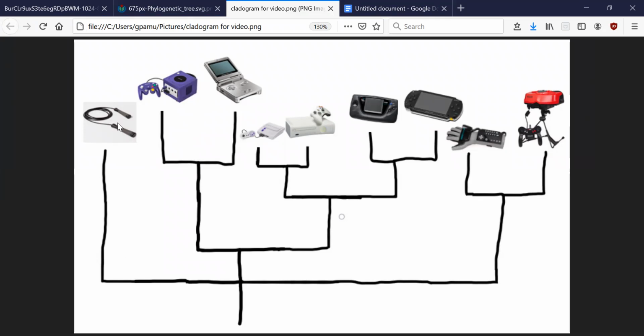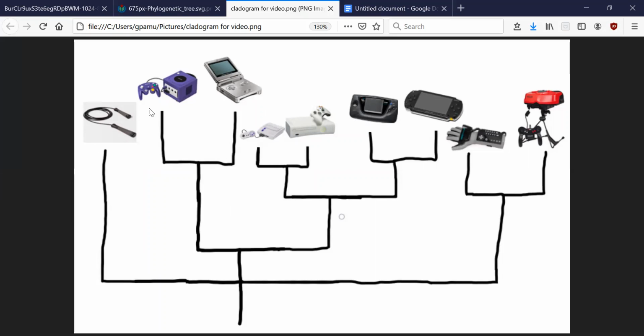We have the jump rope, the GameCube, the Game Boy SP, the SNES, the Xbox 360, the Sega Game Gear, the PSP, the Power Glove, and the Virtual Boy. The jump rope serves as the outgroup, as it's separated from a common ancestor much earlier compared to our other OTUs. This split shows a common ancestor for all the cuboid-shaped consoles.